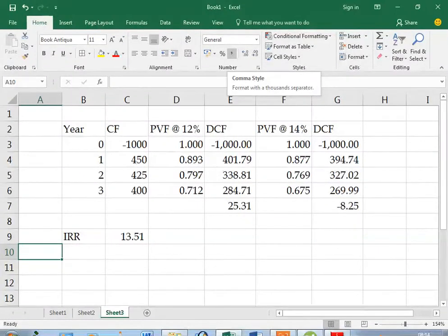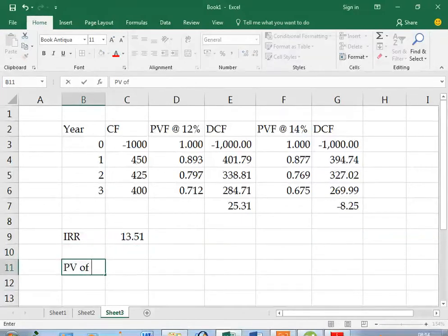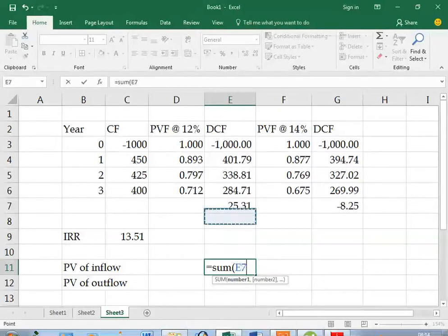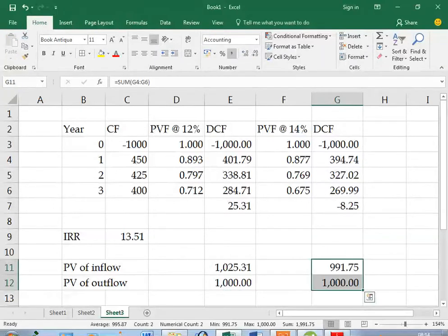Now, if you look at this question, listen for some time. When I did my IRR calculation, we did a 12% calculation here, we did a 14% calculation, I can also do a 13.51% calculation. When I do a 13.51% calculation, my NPV is going to be 0. Now listen for some time. Present value of inflow, present value of outflow. At 12%, the present value of inflow is 1025. Present value of outflow was 1000. At 14%, the inflow is 995 and 1000.